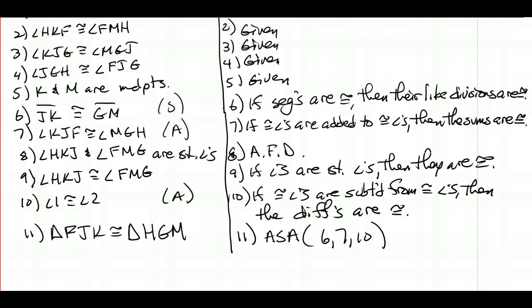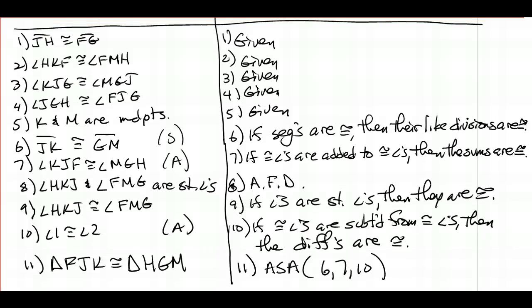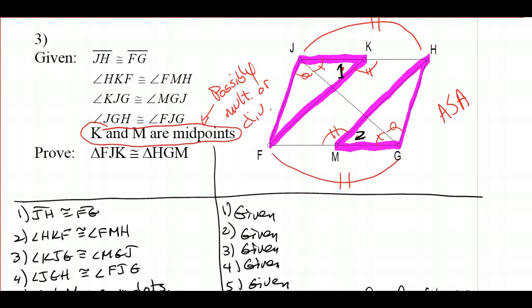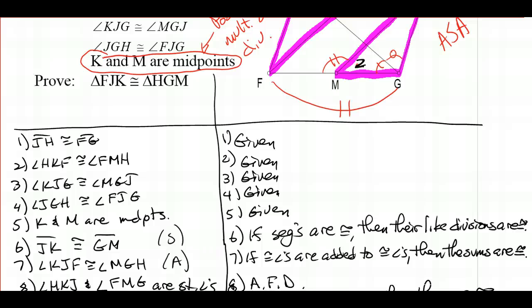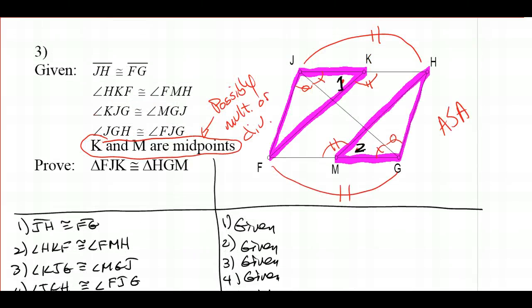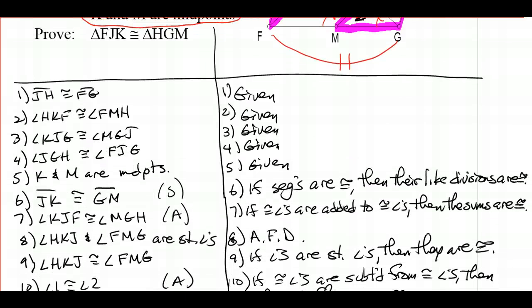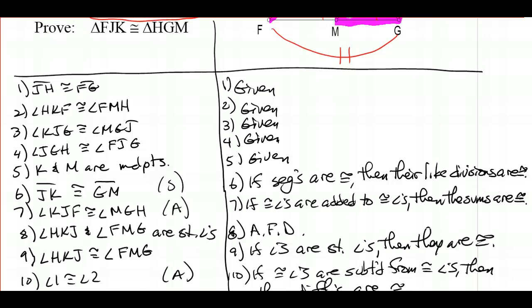Okay, so here we ended up with 11 steps. 5 of them are given, so really we only have 6 extra steps, but one thing I want to point out also is that I labeled a couple angles in the triangles, angles 1 and 2, just to make it easier to name them in the proof. So we've got that JK is congruent to GM by the division property. If segments are congruent, then their like divisions are congruent. And then if we add the angles in the upper left and bottom right corners, we're going to get angle KJF congruent to angle MGH. If congruent angles are added to congruent angles, then the sums are congruent.